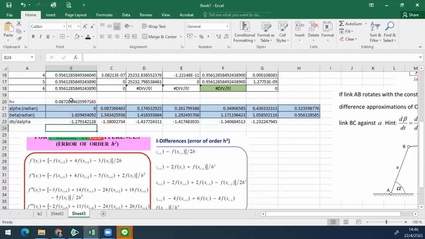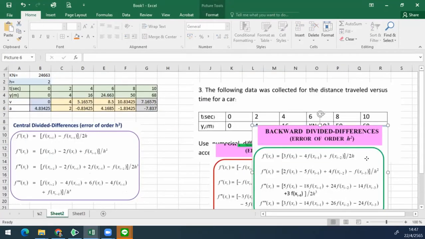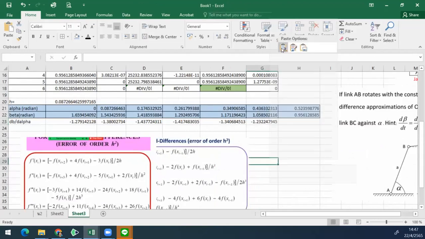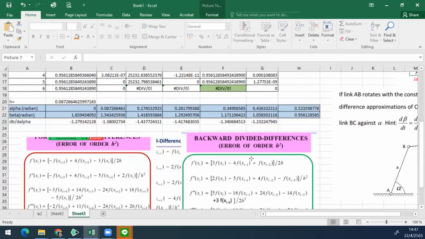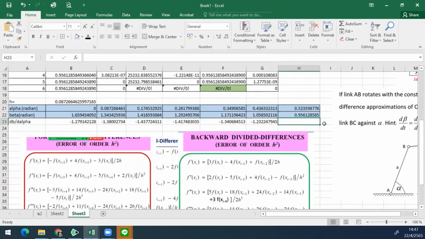Now, for the final data, we use backward, right? Because we cannot apply central and forward. In order to type the formula, repeat yourself and recheck yourself for the formula that you use in the calculation. The order of calculation steps is very important.